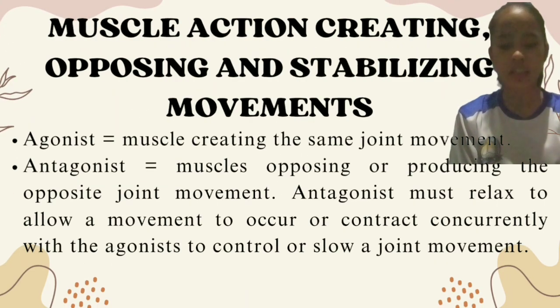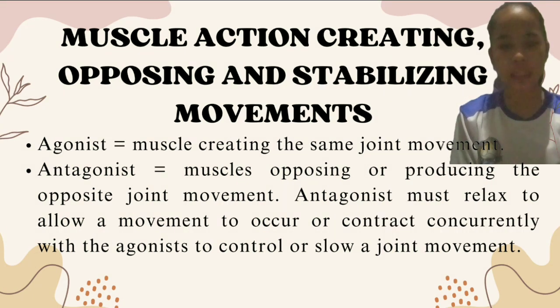Muscle action creating, opposing, and stabilizing movement. The terms agonist and antagonist are used to describe the roles of muscles in joint movement. Agonist: the agonist, also known as the prime mover, is a muscle or group of muscles that actively generates the force to create a specific joint movement. The agonist is primarily responsible for producing a particular movement such as flexion or extension at a joint.